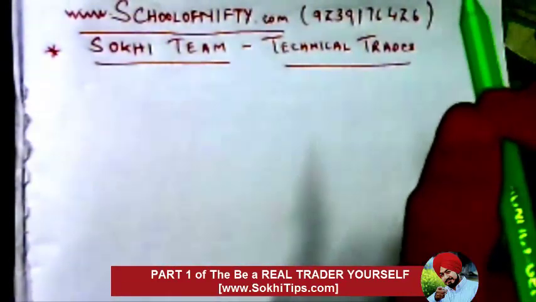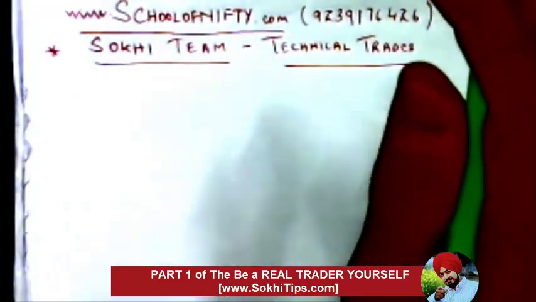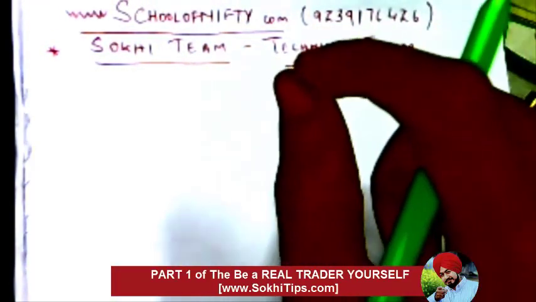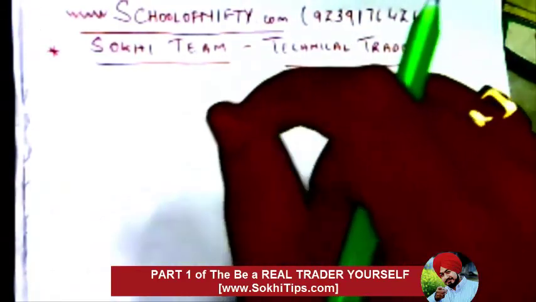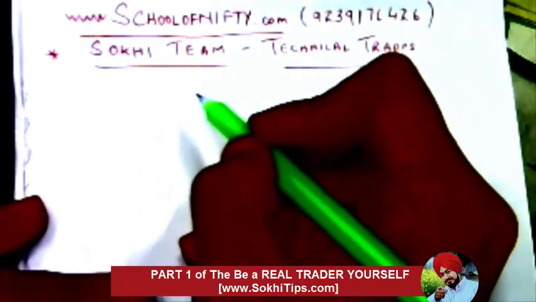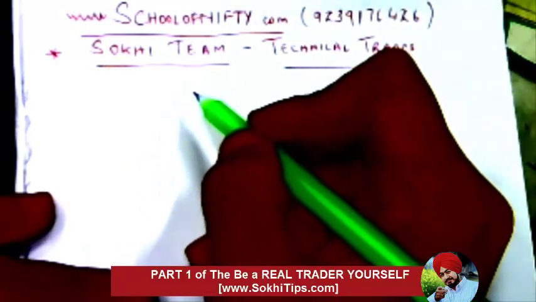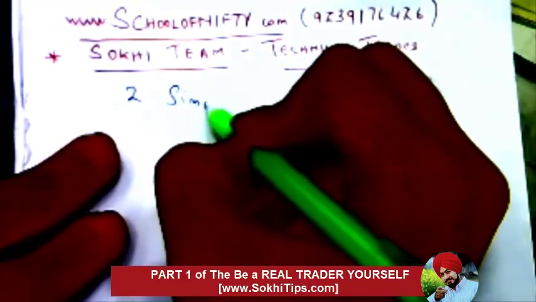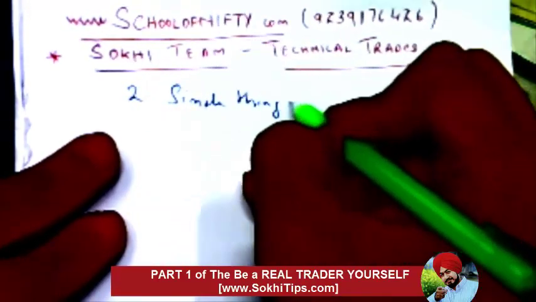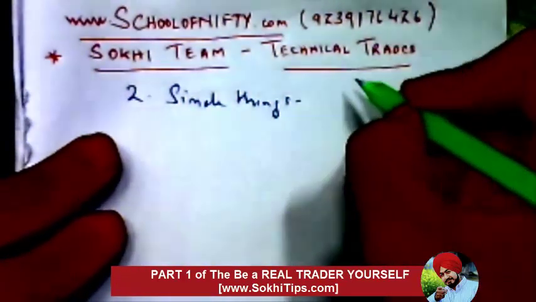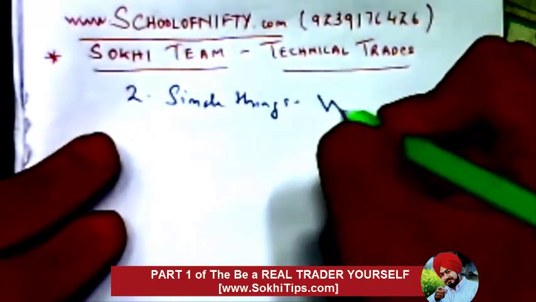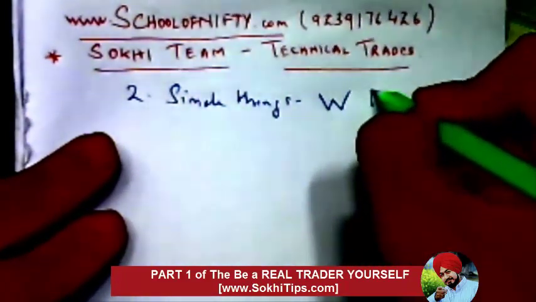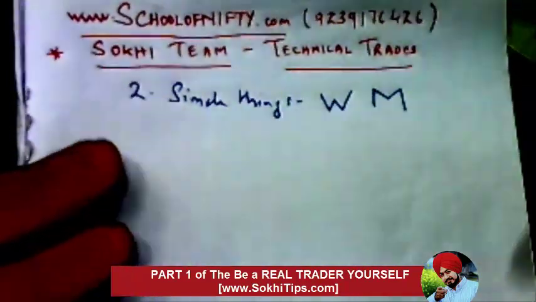In the second part of this clip I'll show you where to see the charts and what to see in the charts, but basically I'll keep things very simple over here. There are two simple things you have to look for in a chart. What do you have to look for? The first thing is a W formation, and the second thing is an M formation. Fine guys?